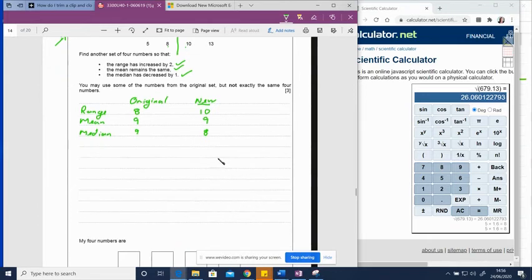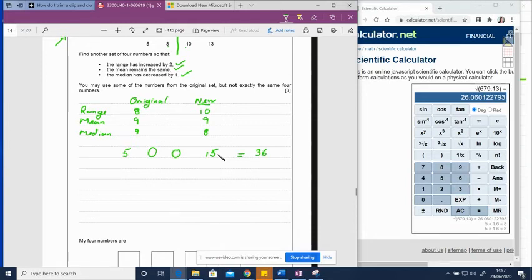Now, there are quite a few combinations that you could use. If I start with the number 5 as my smallest number in the new set, the largest number in the new set is going to have to be 10 bigger than 5, so it's going to have to be 15. So I've got my largest and my smallest number with a difference of 10. Now, if we look at it, the mean's going to be the same. That means all four numbers have to add to 36.